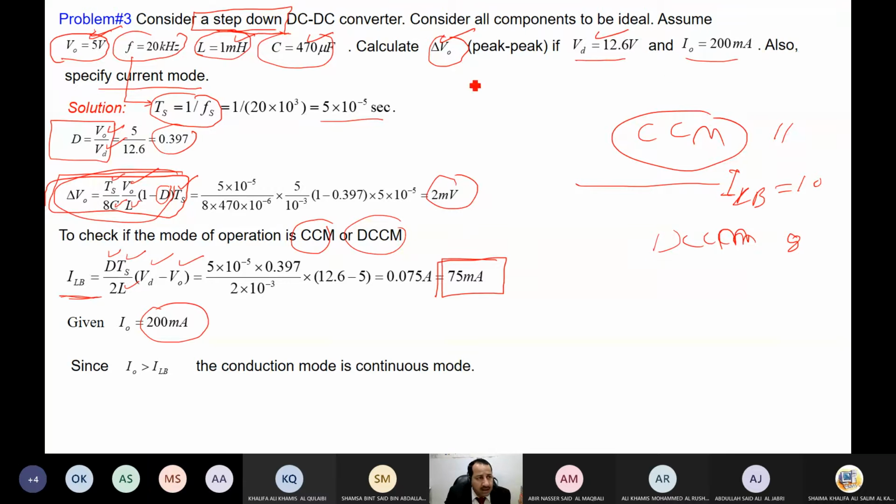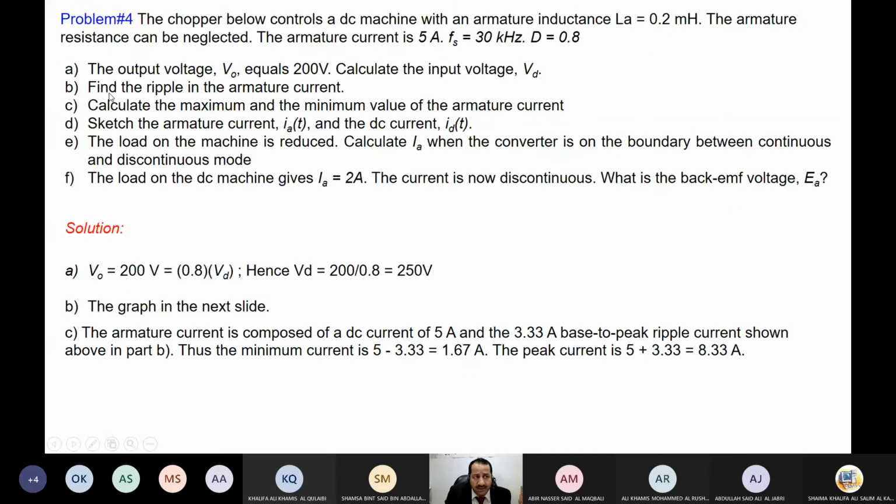You see, I come here, I say tick, because I solved the delta VO. Sometimes you are given more than one objective. You need to follow them. Okay, check them and don't miss your unknowns or objectives.